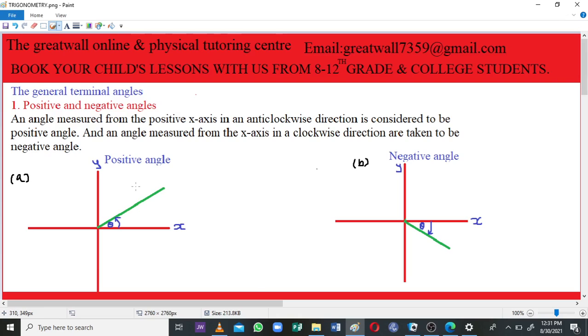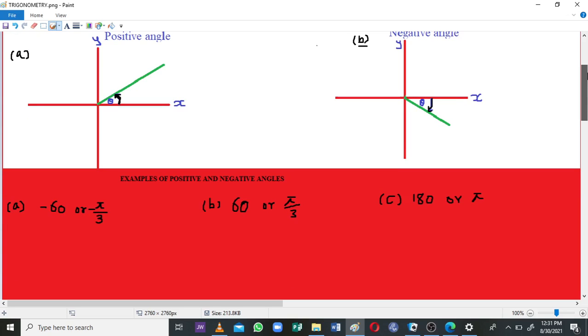Diagram A shows positive angles. You can see the direction of the arrow there. The angle is being measured from the positive x-axis in an anti-clockwise direction. This gives us a positive angle. While in diagram B, the angle is being measured from the positive x-axis, but the arrow is pointing downward, in a clockwise direction. Any angle which is measured in this way is considered to be a negative angle. If there is any question, you can ask.